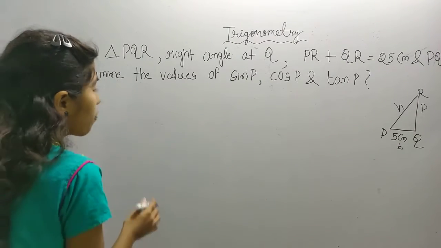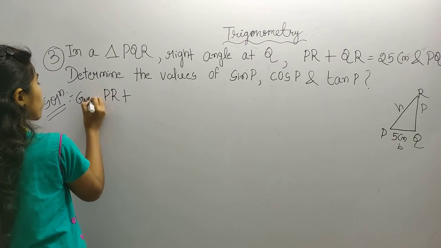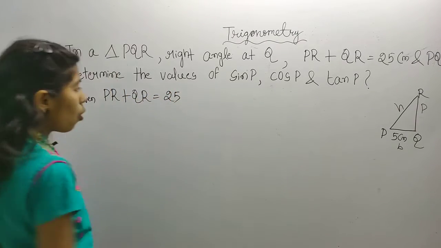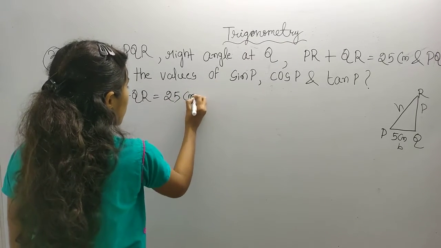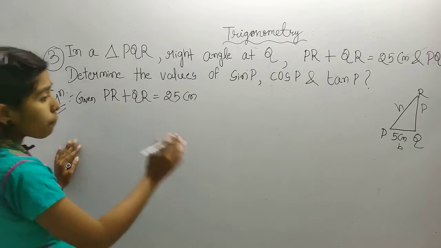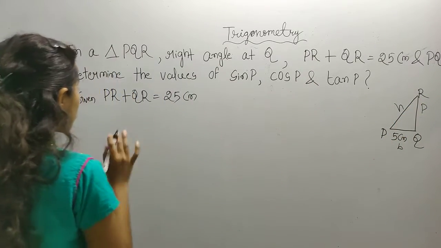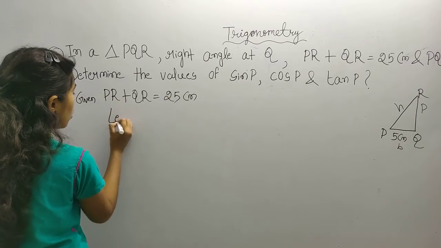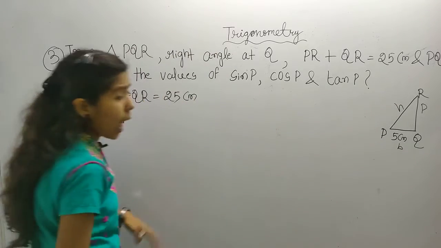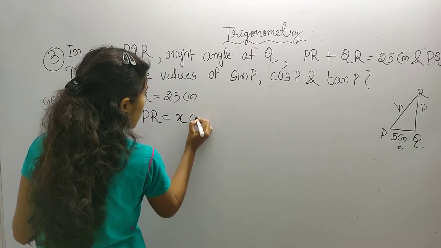So first of all you see here it's given PR plus QR equals 25. Here you write, given PR plus QR equals 25 cm. Always write the units in maths, it's most important. So here you can do one thing: let PR, because PR is the longest side, the hypotenuse in the triangle, so let PR equal x cm.